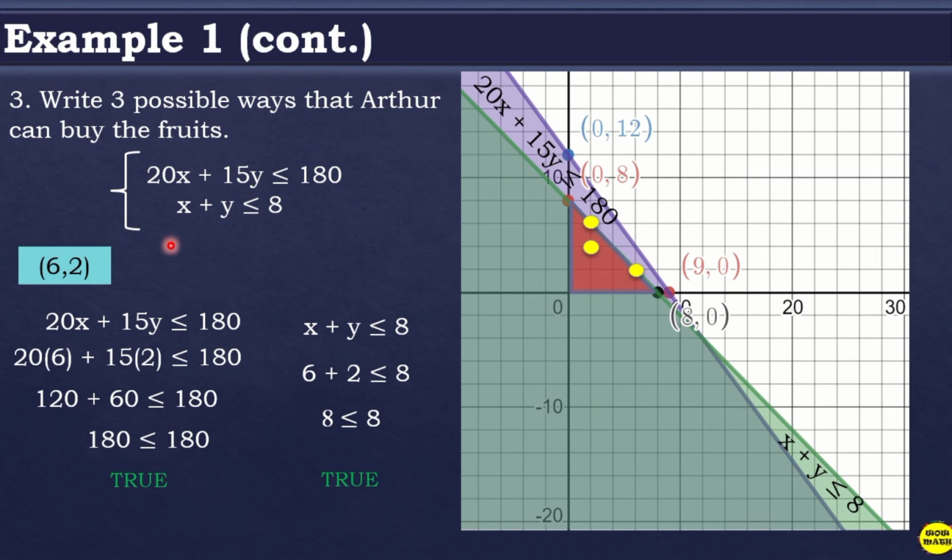Okay? So, ibig sabihin, pwede siya bumili ng 6 na mango, 2 guava, na pasok sa budget niya. Pwede rin yung 2 mango, 4 na guava, pasok pa rin sa budget niya, or 2 mango, 6 na guava, pasok pa rin yun sa budget niya. So, those are the 3 possible ways that Arthur can buy the fruits.